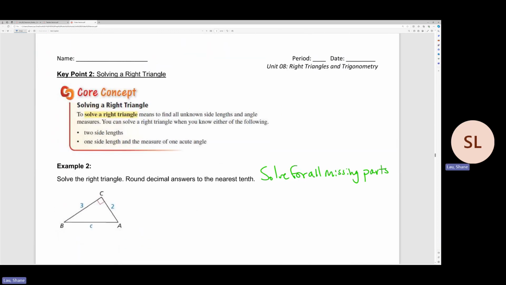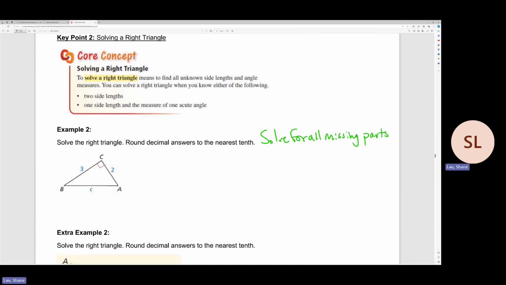But we can use these inverse functions to be able to solve a right triangle. And to solve a right triangle just basically means to solve for all missing parts right down here. I just wrote. Okay, that's all that means. Nothing else. So you're going to solve for your angles, you're going to solve for your sides. That's all you need.